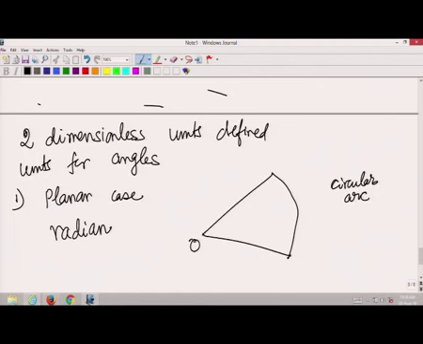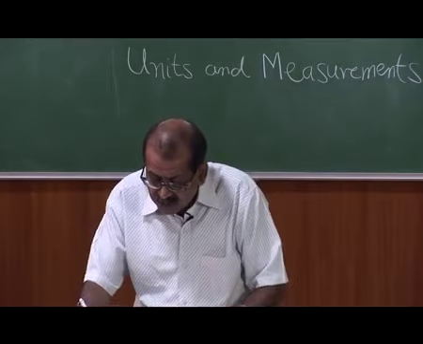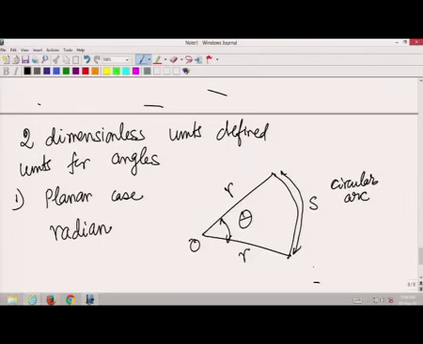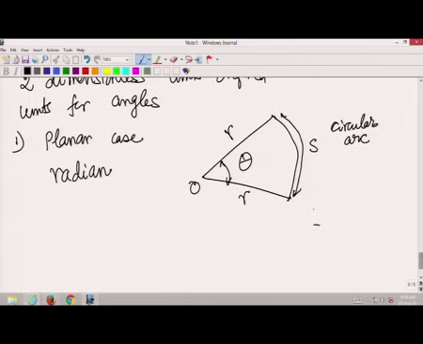So, we have the center of a circle and we look at a circular arc. Let the length of this arc be s, and the angle subtended by the two radial lengths be theta. So, we look at a sector of a circle, the two ends of which have a length equal to the radius of the circle, and the angle in between these two is given as theta.